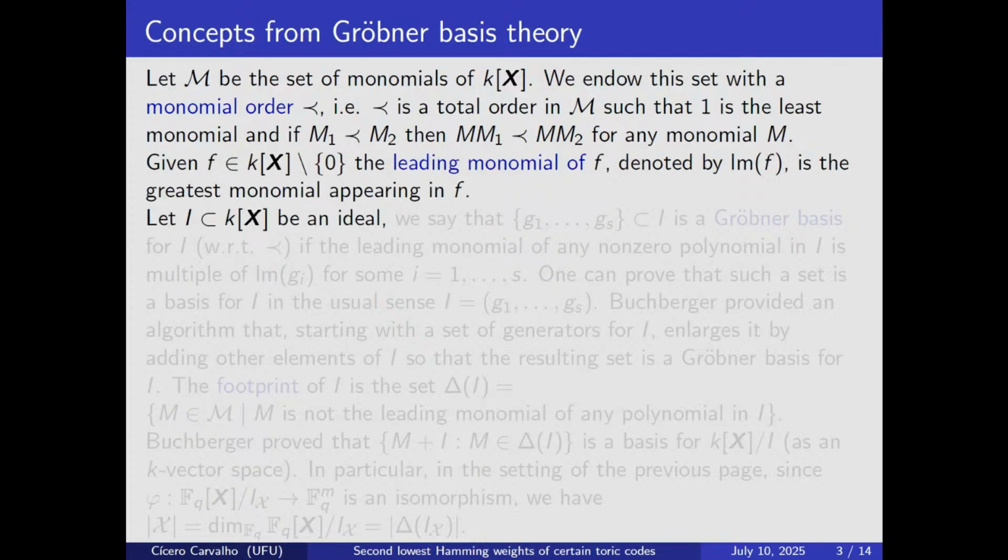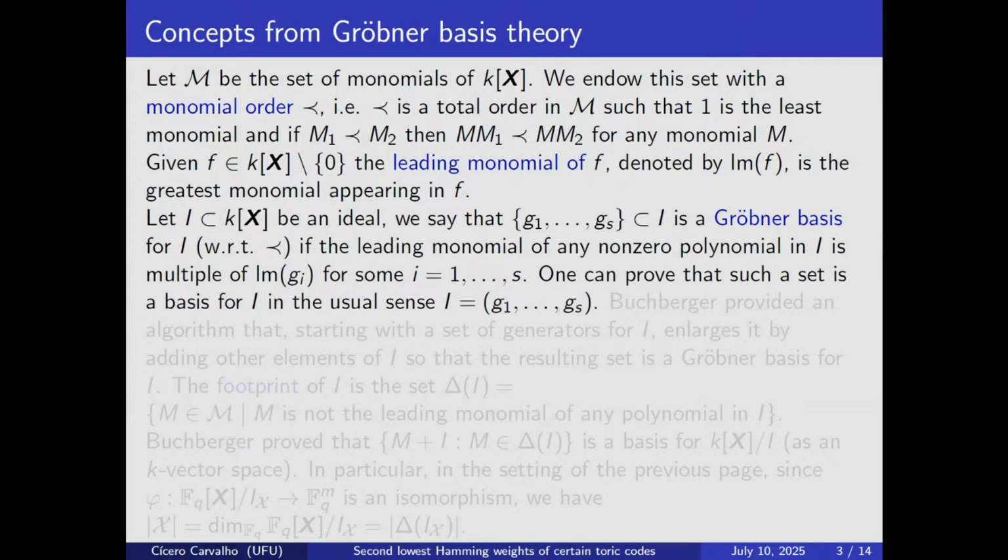Now, a non-zero polynomial is just a finite sum of monomials, possibly multiplied by some coefficients. So there must be one of these monomials which is the greatest, and it's called the leading monomial of the polynomial. Now let's take I, an ideal in the polynomial ring. We say that a finite subset is a Gröbner basis for the ideal if the leading monomial of any non-zero polynomial in I is a multiple of the leading monomial of one of the elements of this set. And one can prove that such a set is a basis for the ideal in the usual sense of a set of generators.